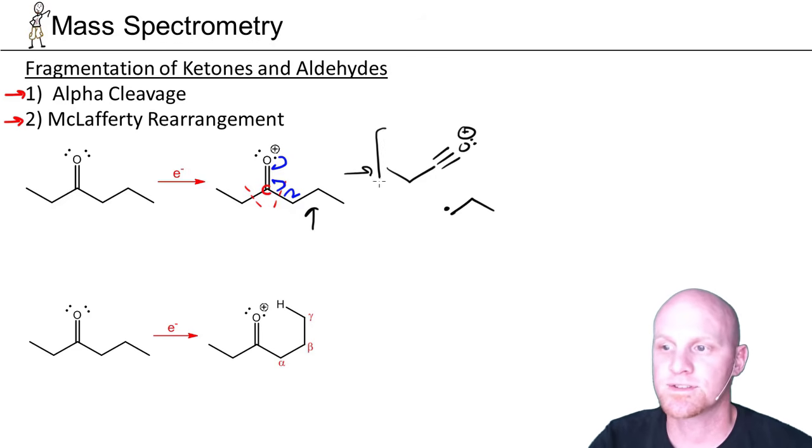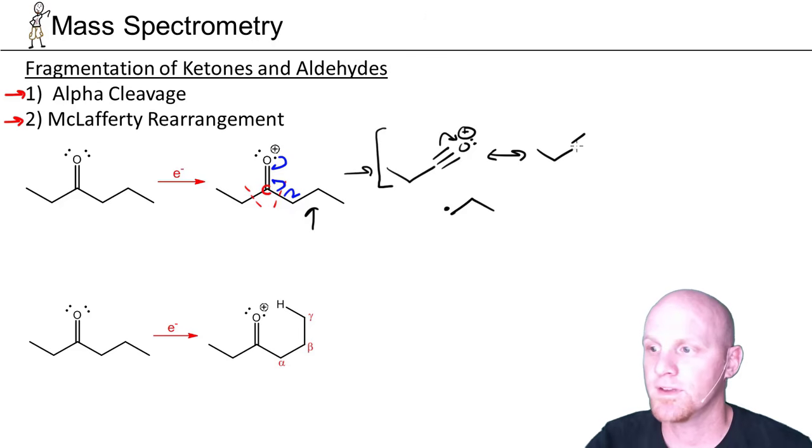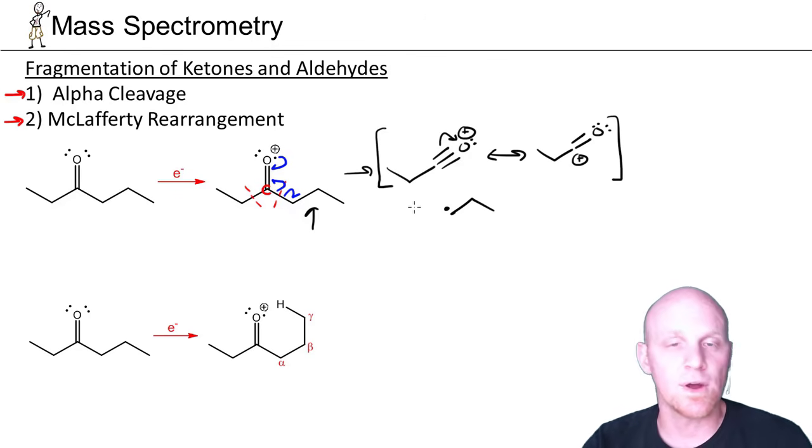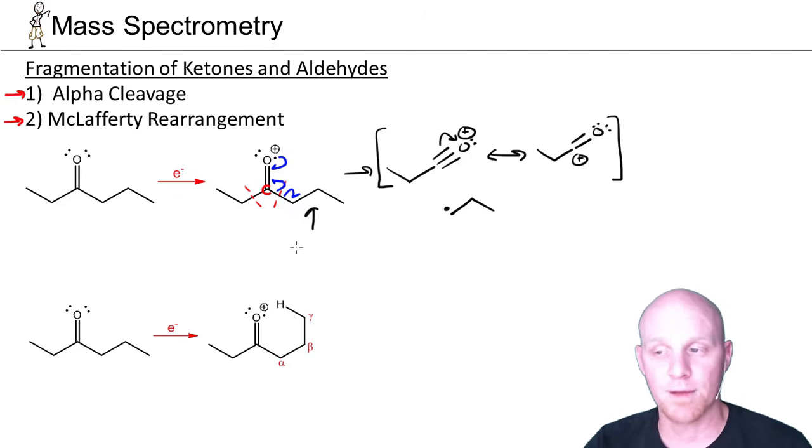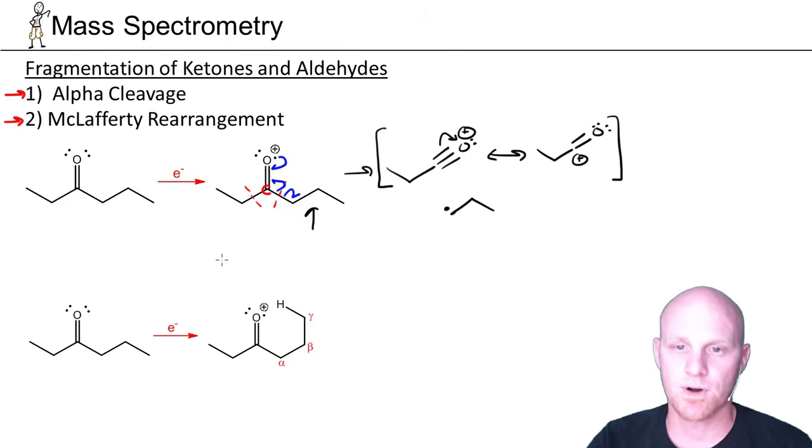And if you notice, one of the reasons this is so stable is this is a resonance stabilized cation here. We can kick those electrons there, and we'll find out that the positive charge here is shared not just by the oxygen, but also by this carbon right here. And again, explaining why we do alpha cleavage to begin with, we form a resonance stabilized, fairly stable fragment, at least relative to some of the others we could form.